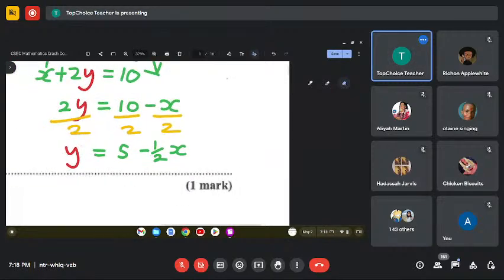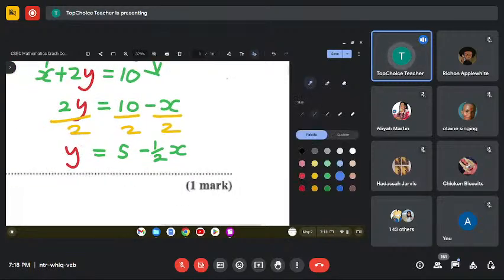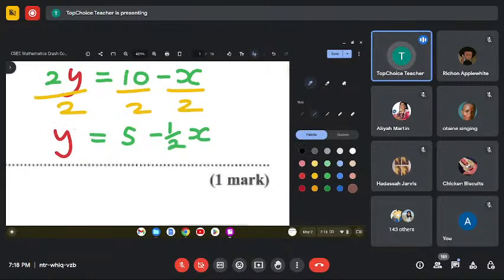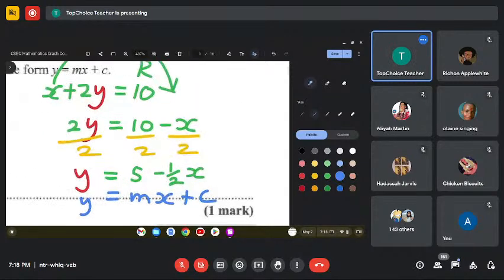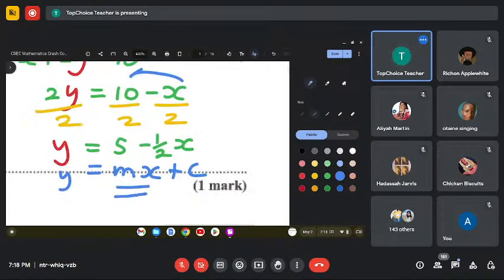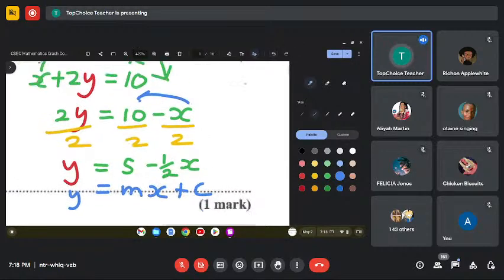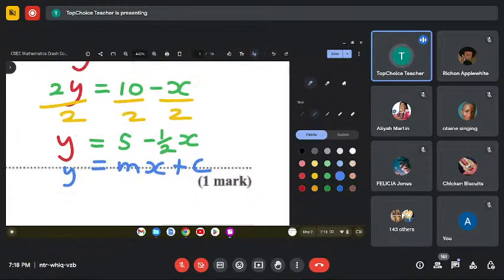Now, the only thing is we need to write this in the form y is equal to mx plus c. Let's see how close we are right now. I'm going to write y is equal to mx plus c below. You all saw why earlier I put the x in front, because in the general form, the x is in front of the number. That is why earlier I chose to put the x in between, so that it would have been already in the form. But that's not a problem.